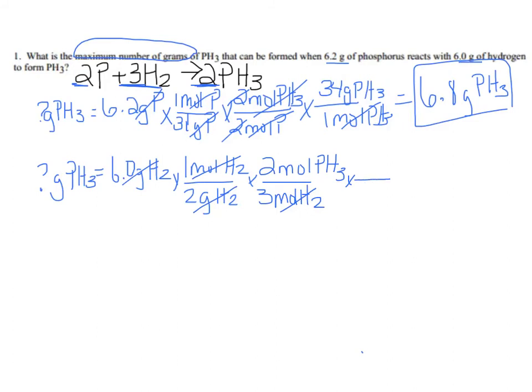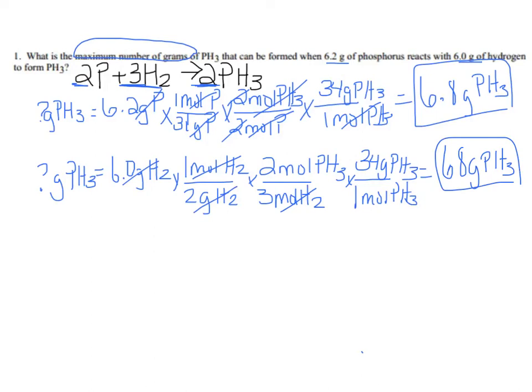So now my last step is going to be the same as we did on the top example, where we multiply by the molar mass of PH3. And then we can go ahead and multiply and divide that. I came up with 68 grams of PH3.